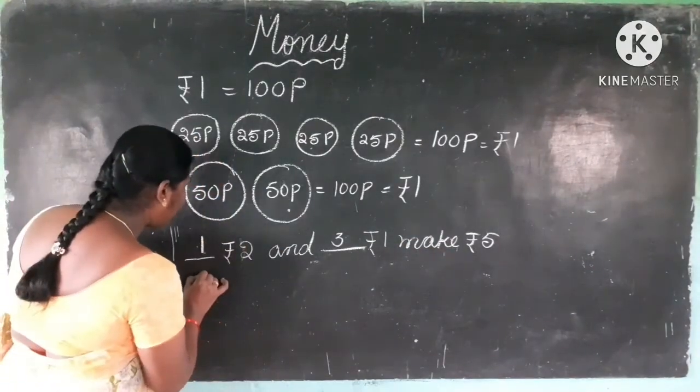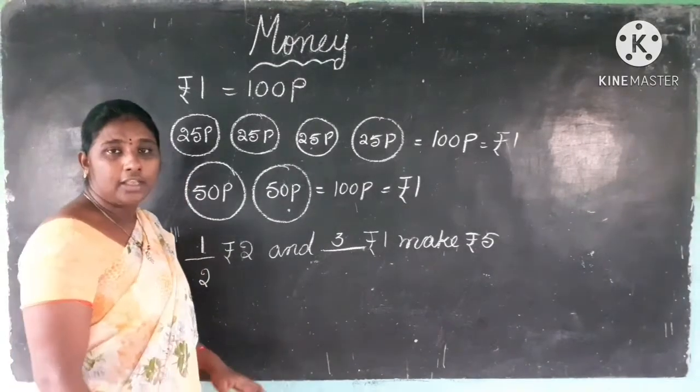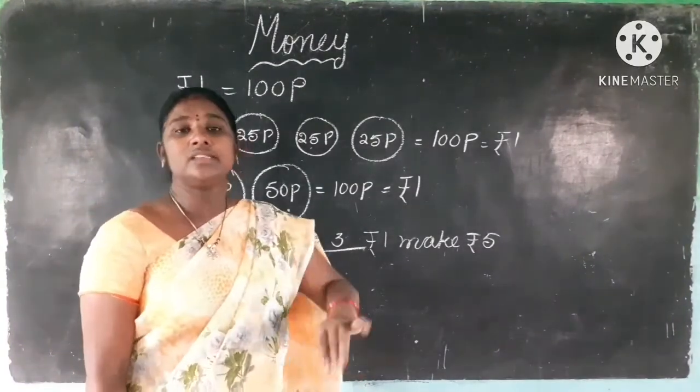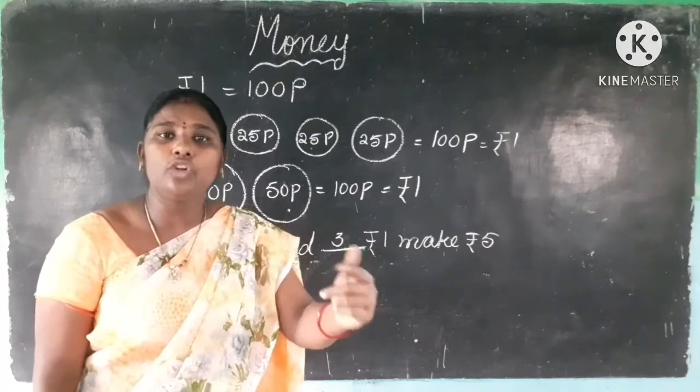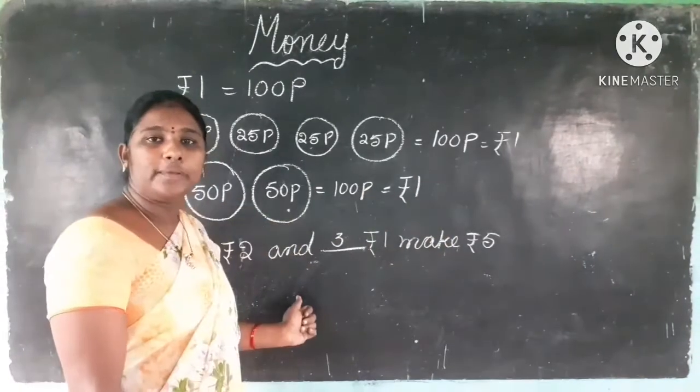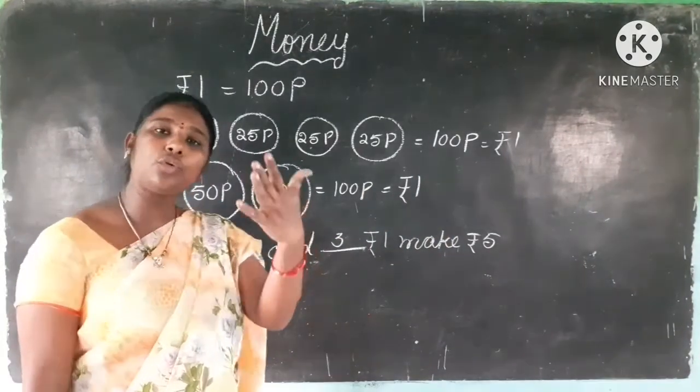Suppose you have two 2 rupee coins. Still, how many 1 rupee coins are needed to make 5 rupees? Two 2 rupee coins means 2 twos are 4. Already 4 rupees are there.